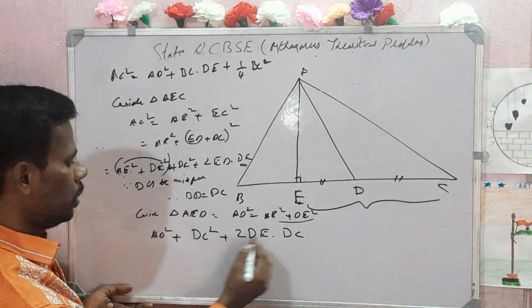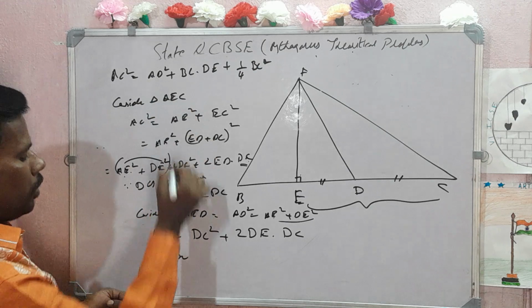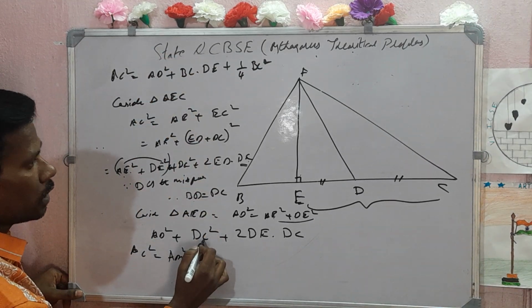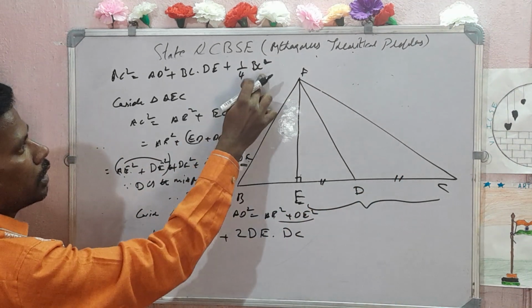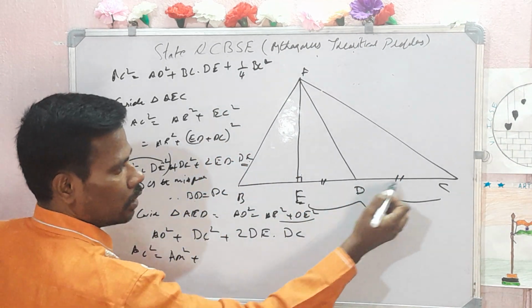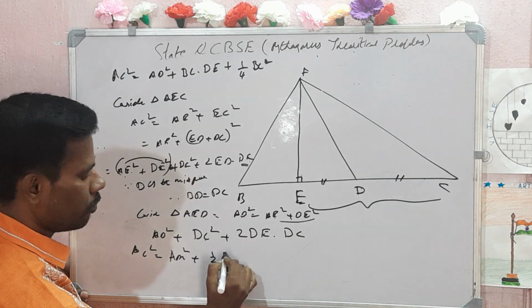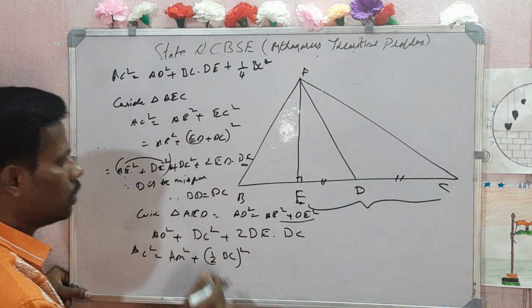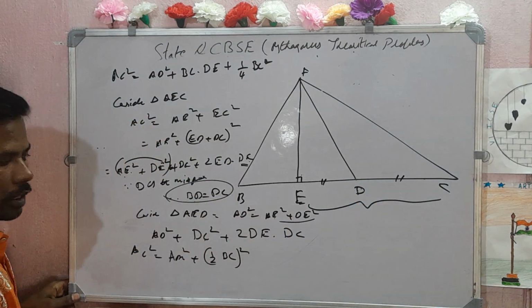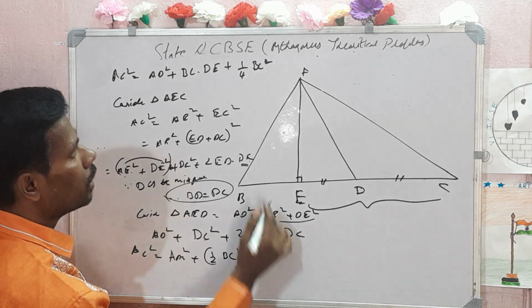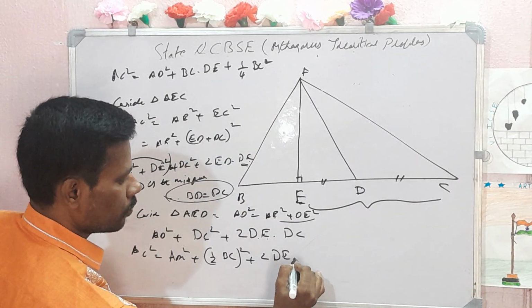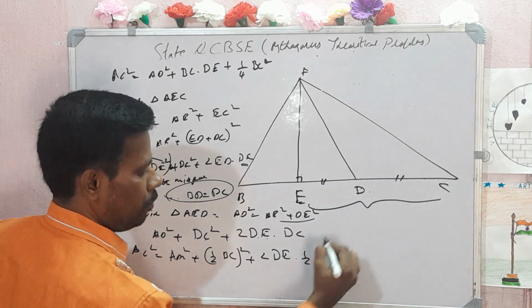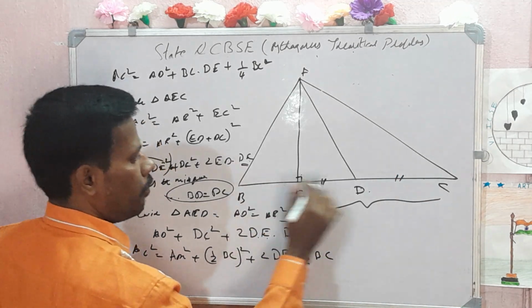So here you see, AD square, we are near to the problem. AC square is equal to AD square plus DC. DC here it is there. So DC is nothing but this length. How will we get it? Half of BC. DC length is nothing but half of BC, since D is the midpoint given, right? Plus 2 times DE. DE it is as it is. DC again, DC is nothing but half of BC.